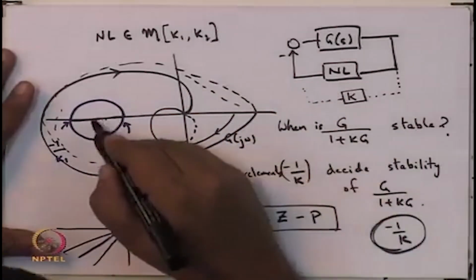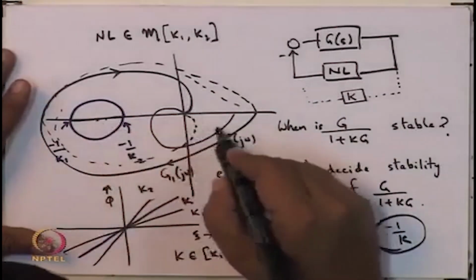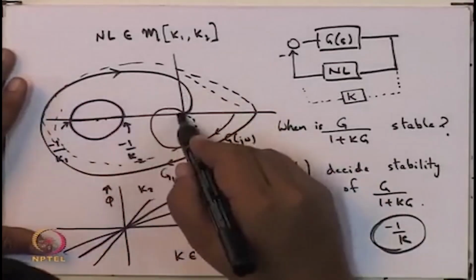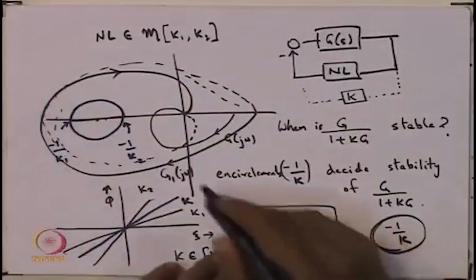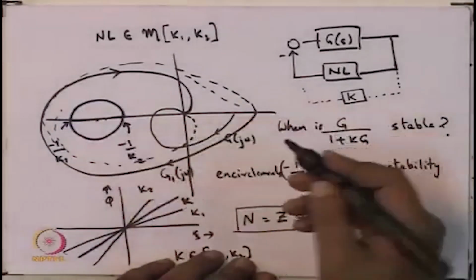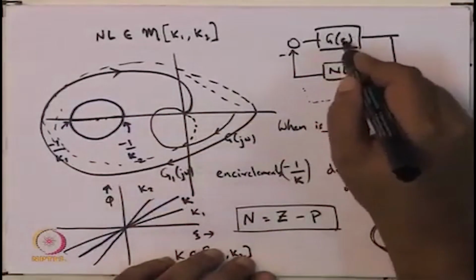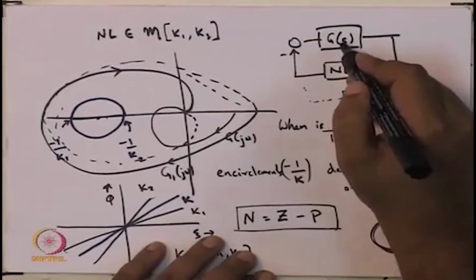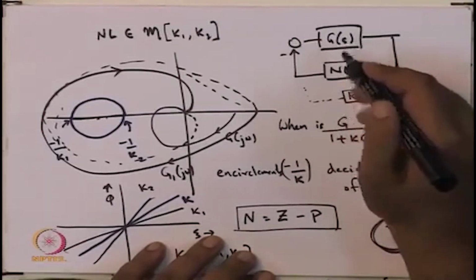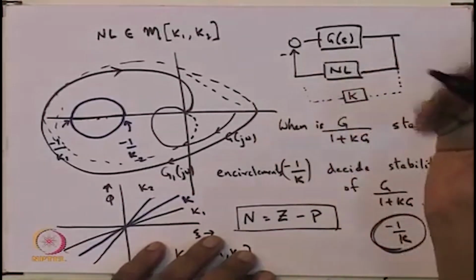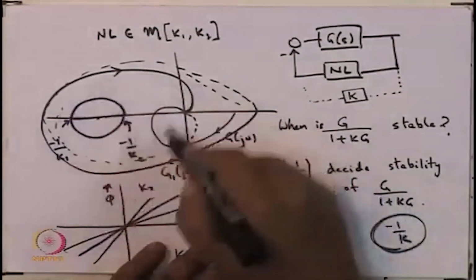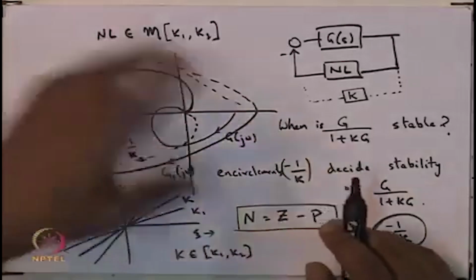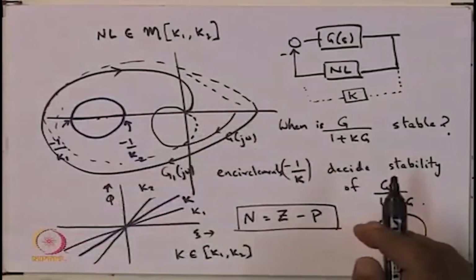Okay, which means that any point here minus 1 by k gets enclosed twice in the clockwise direction. And so twice in the clockwise direction means, suppose the original transfer function had two poles in the right half plane, then because you have these two encirclements, therefore the resulting transfer function is going to be stable. Okay.